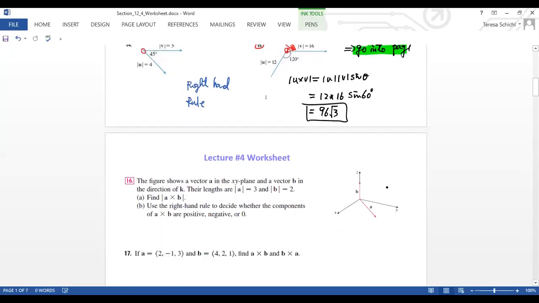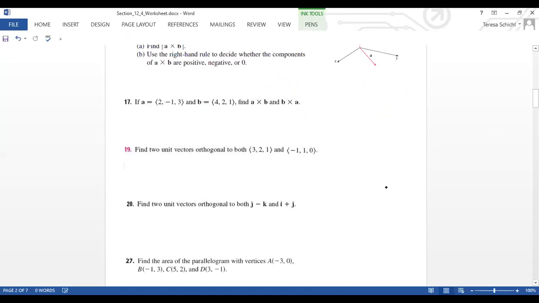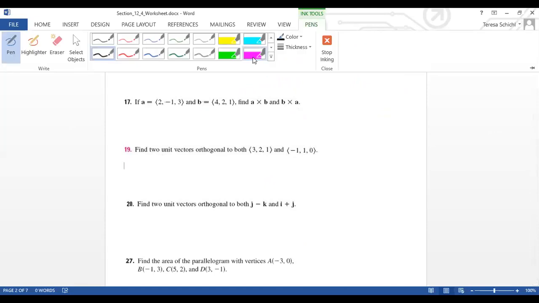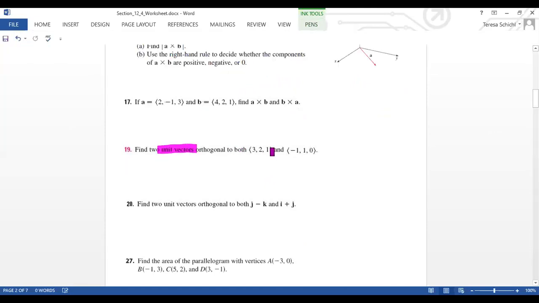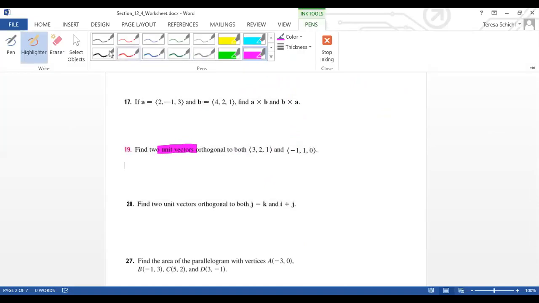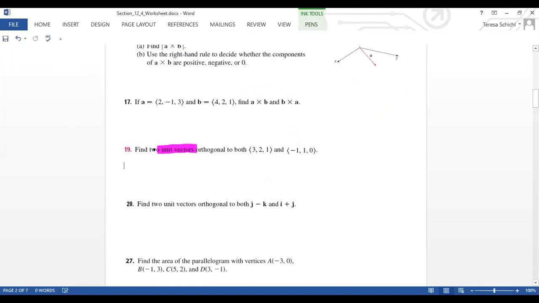The next one I'm going to look at is number 19. Find two unit vectors orthogonal to (3, 2, 1) and (-1, 1, 0). We know the cross product gives a vector perpendicular to both vectors, so I can just do the cross product of (3, 2, 1) with (-1, 1, 0).